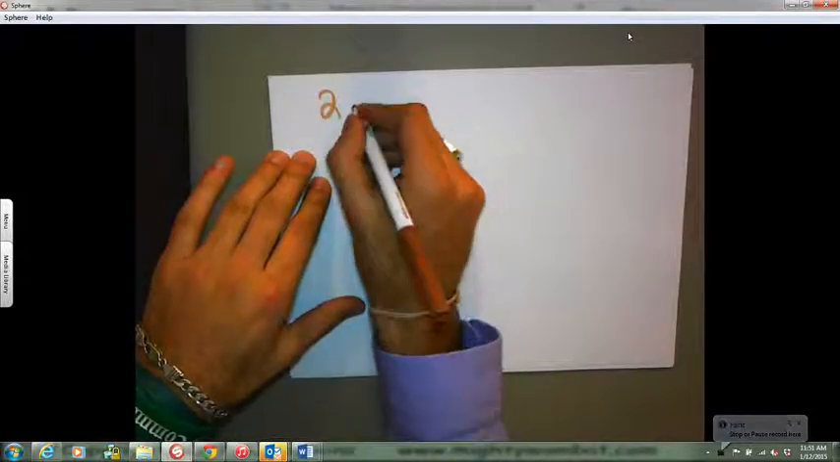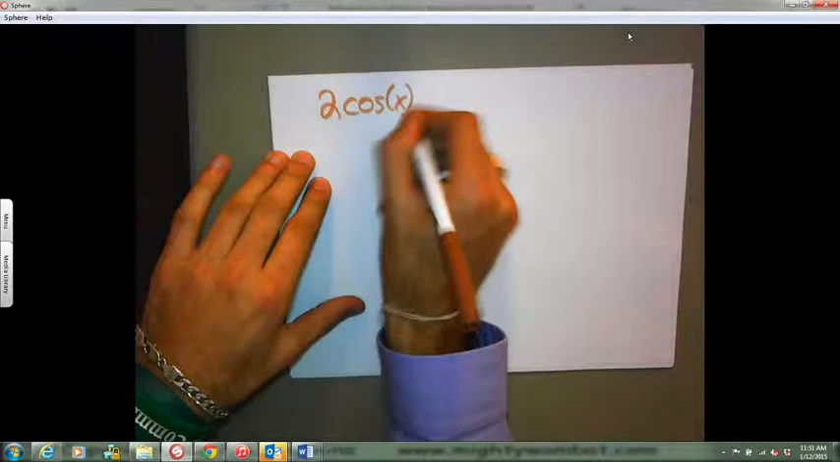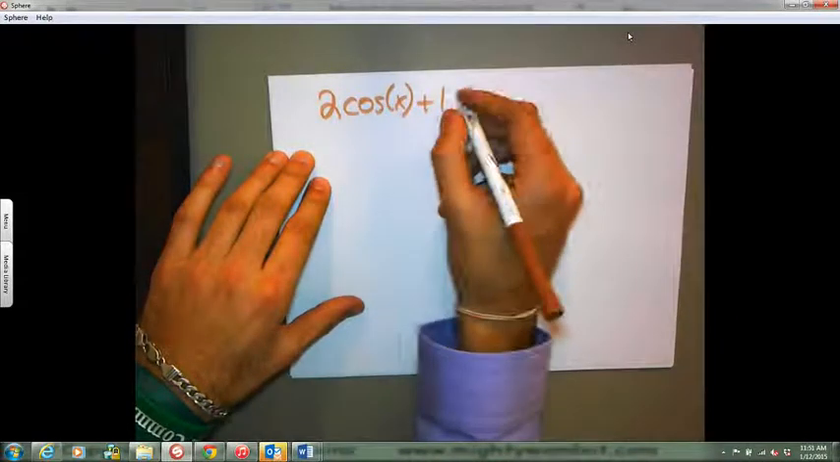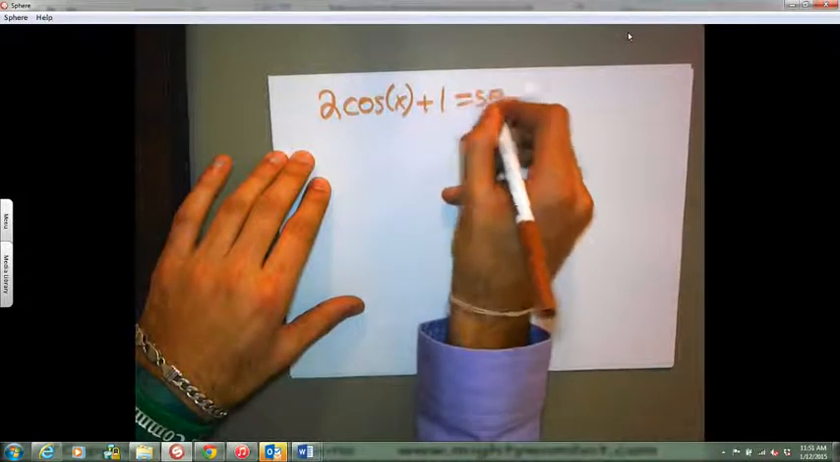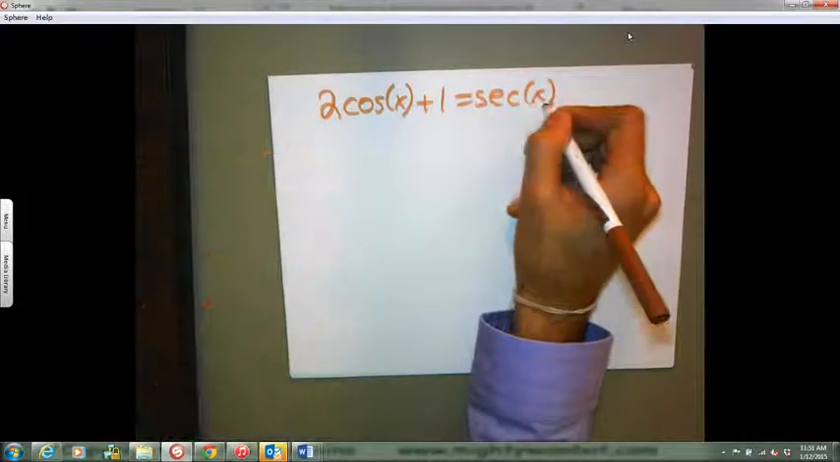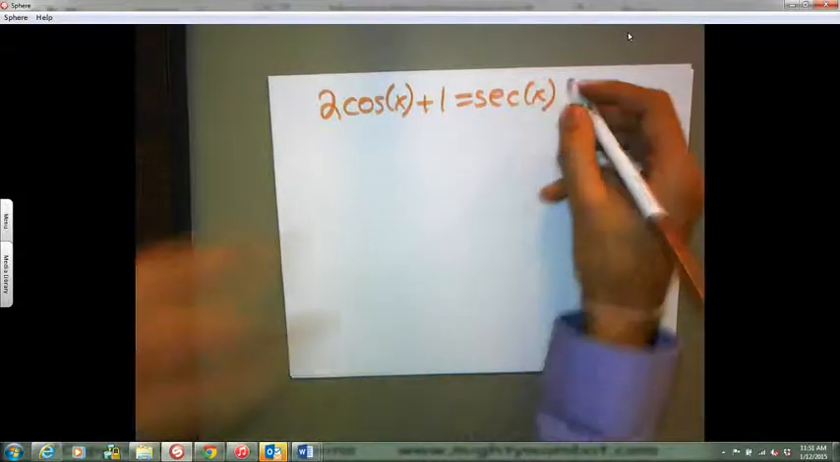is where we are. So number 6 says, solve 2 cosine of x plus 1 equals secant of x, and we're going from negative 2 pi to 2 pi.